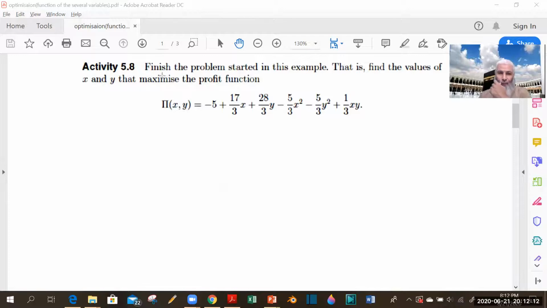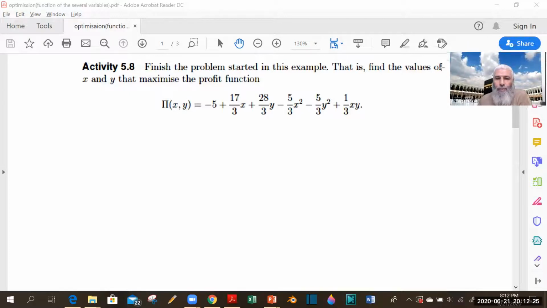Right. Finish the problem started in this example. That is, find the values of x and y that maximize the profit function. This is the profit function. So the profit derivative with respect to x is what?